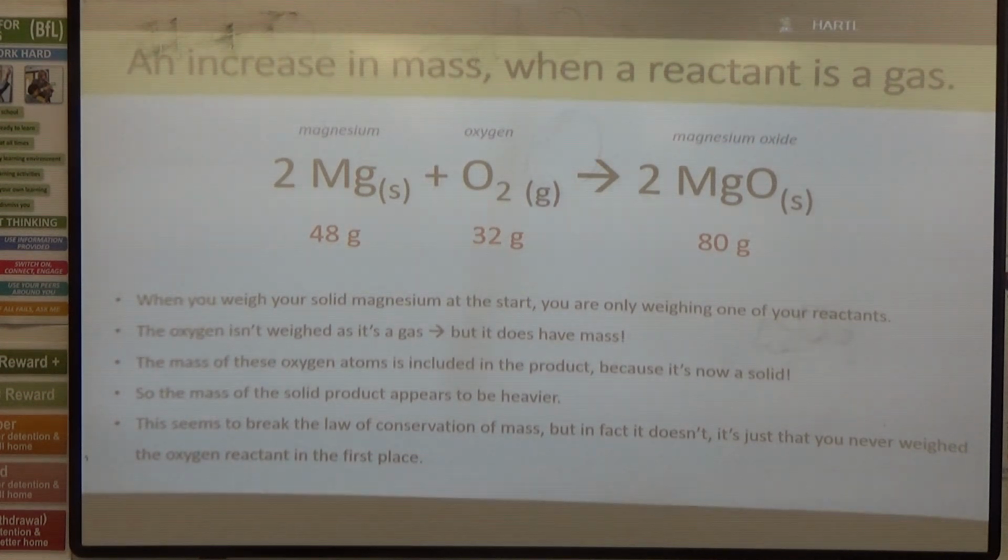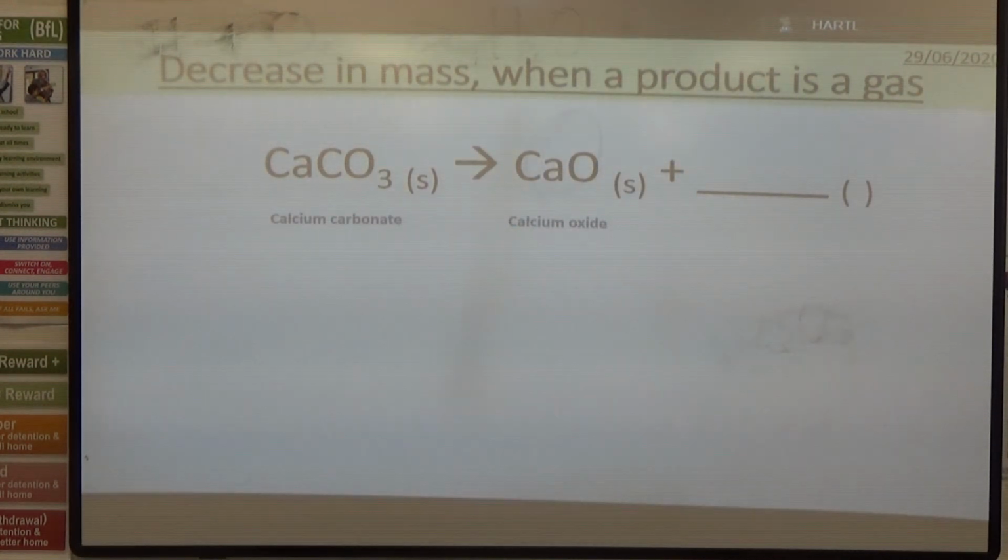So, a little thing at the top there. An increase in mass when your reactant is a gas. If you react something that is a gas with another element, you should see an increase in the mass. But it has to be the same either side. However, that is different if your product is a gas. You get a decrease in mass when your product is a gas, not a reactant, a product. If one of your products is a gas, you sometimes see a decrease.